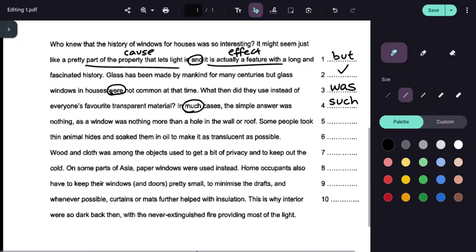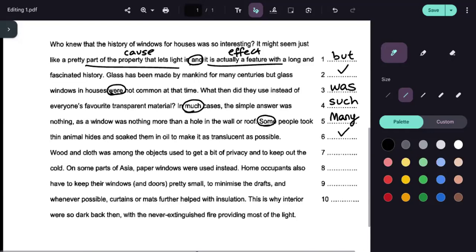Next, "the simple answer was nothing, as a window was nothing more than a hole in the wall or roof." Okay, this one is not "some", it is okay. The "some" here should be "many" because a lot of people adopted it back then. "They took thin animal hides and soaked them in oil to make it as translucent as possible." This line has no error.